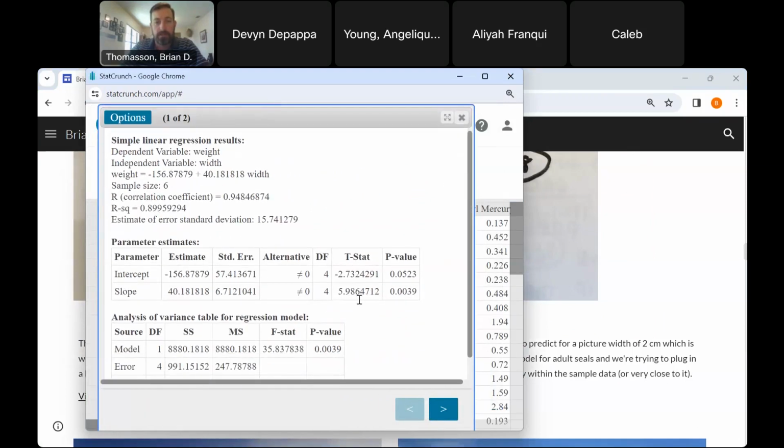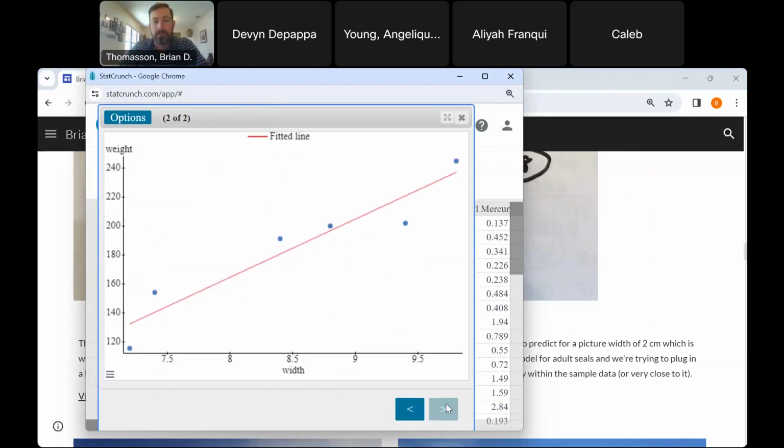But in that, they've given us a couple things. Notice this red line. That is the regression line that they found for us. So when we go to predict for something, say we're trying to predict for a picture width of 8 centimeters, basically we go up to this line and say, okay, if it's 8 centimeters, then our weight is going to be about 165 pounds, give or take. Notice that it doesn't go all the way down to 2. It's staying in between, looks like 7 and 10.